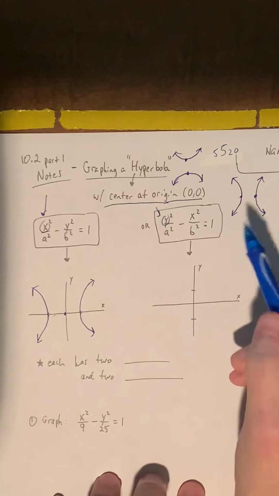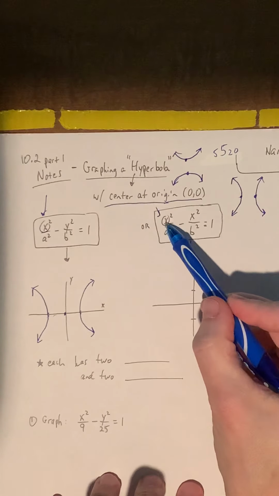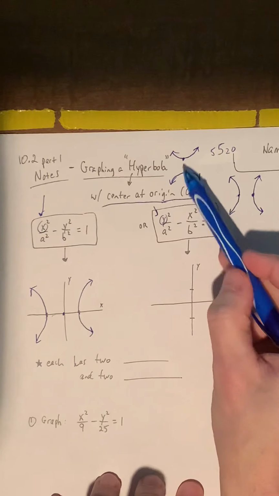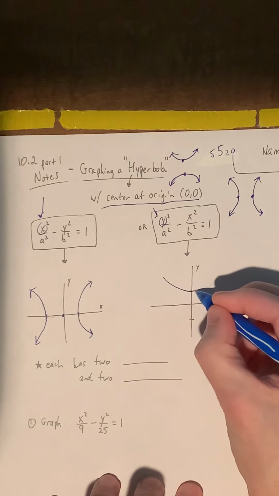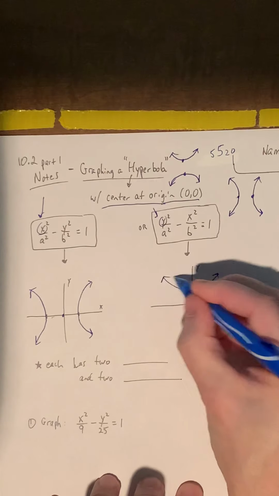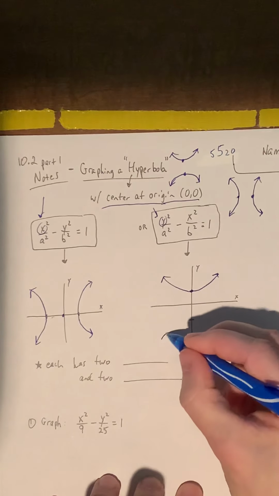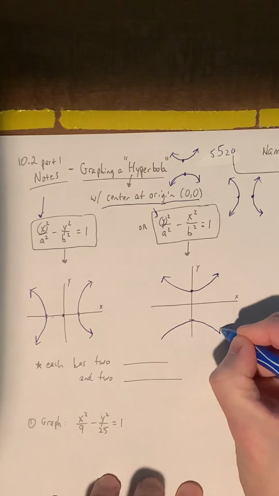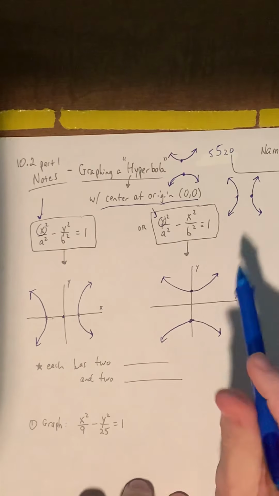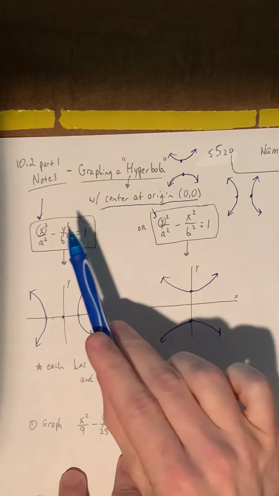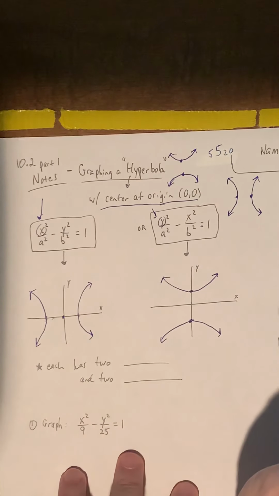All right, on the other hand, if the y comes first, it's going to resemble these two curves, which are going to cross the y-axis. And the parabolas or curves are going to open upward and downward. Okay, so that's how you tell which of the two it's going to be based on whether the x squared or y squared comes first.